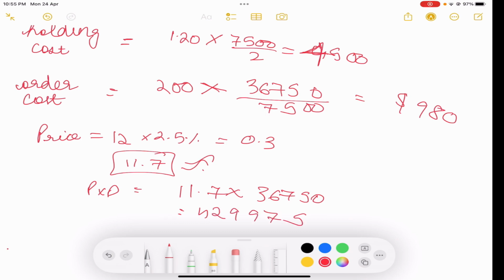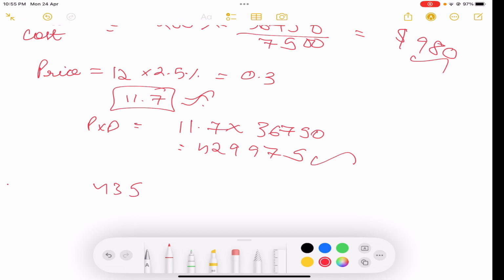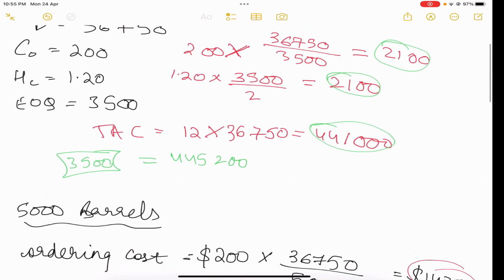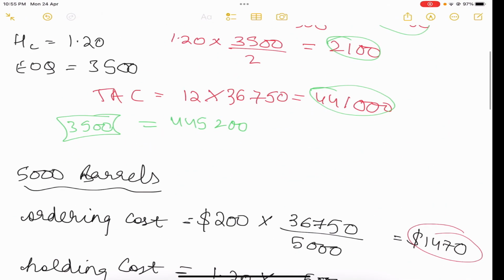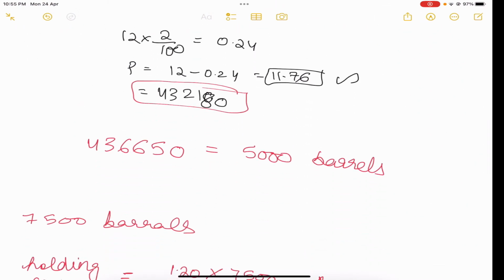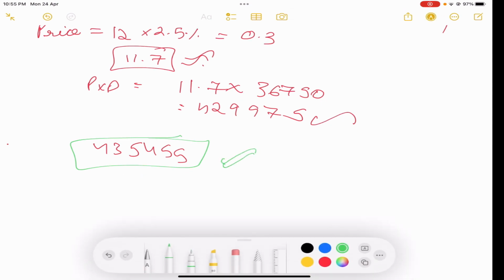Now I have to add my ordering cost, holding cost, and my P multiplied by D, and that would give me 435,455. So now I have my 3 annual costs. Go and check this. It is 445,200 for the first, 436,650 for the second, 435,455 for the third. Where is the cost minimum? In this third situation. So in that case, you should be opting for 7,500 barrels.